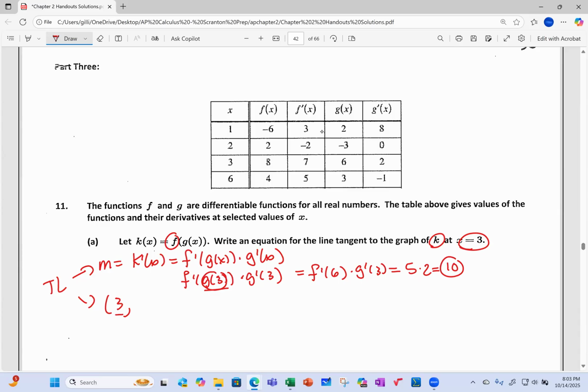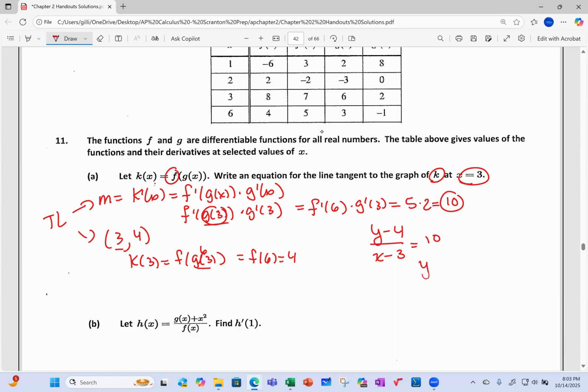But now I need the output value for when x is 3. So k at 3 equals f of g at 3. What's g at 3 from the table? It is 6. And then f at 6 is equal to 4. So that y value is 4. But I still didn't write my line yet. So my line is I do it as y minus 4 over x minus 3 equals my slope. And cross multiply, and y minus 4 equals 10x minus 30. Add the 4 and get minus 26.